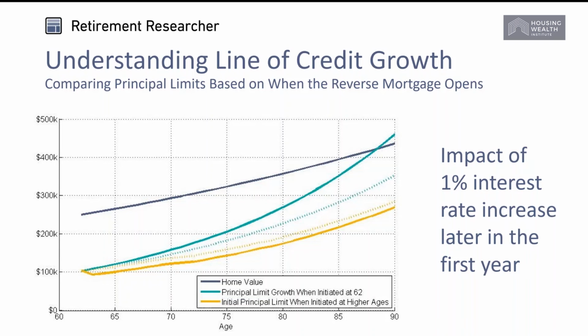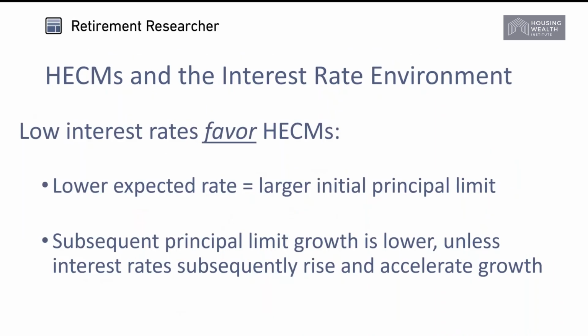It really reflects the value of opening the reverse mortgage before you might potentially need to use it as an asset in retirement so that you can get that line of credit growth process begun. Low interest rates do favor the home equity conversion mortgage program by helping to support a larger initial principal limit, and then also to the extent that interest rates might rise in the future, helping to have that accelerated growth for the line of credit and the principal limit.